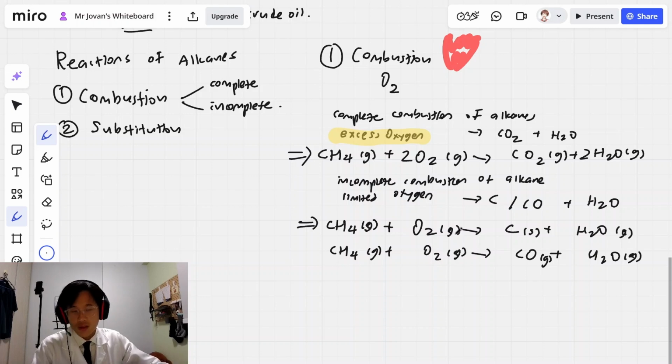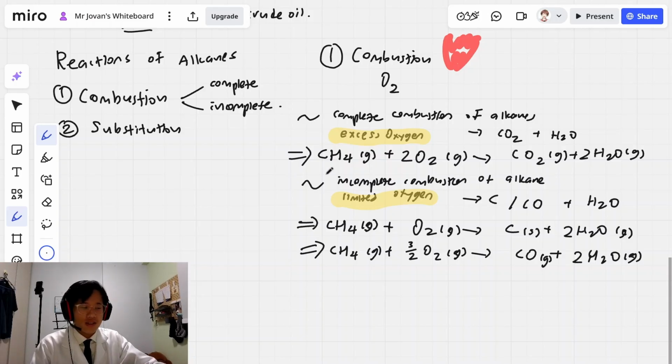Now let's try to balance the equation. So this is 2, this is 2. This is 3 over 2. Normally we don't write it as a fraction; we try to make everything into a whole number. But for this case, we will accept it as 3 over 2. So these are the two possible products of alkanes undergoing combustion: one in excess oxygen, one in limited oxygen.